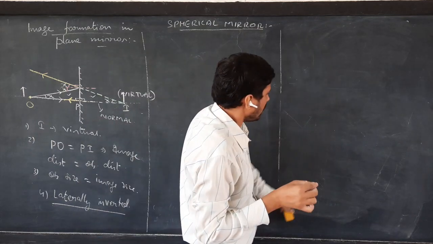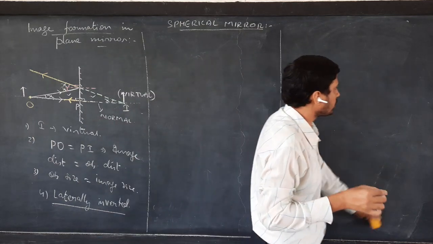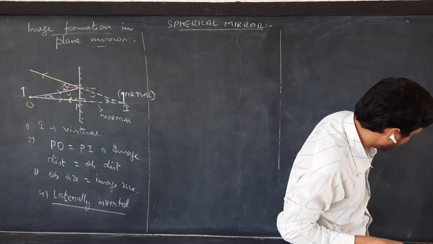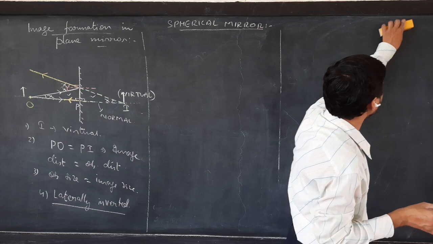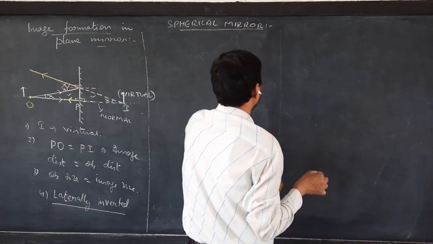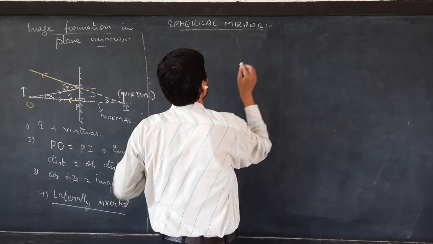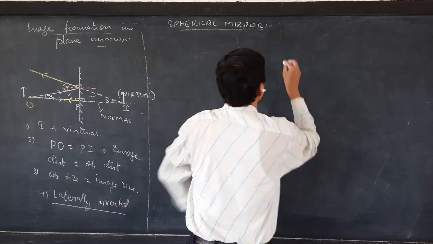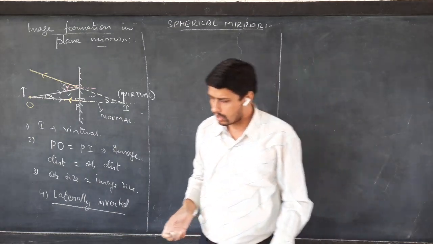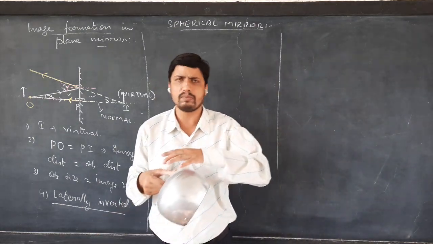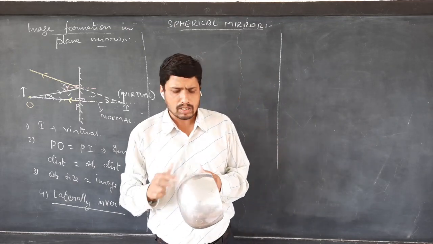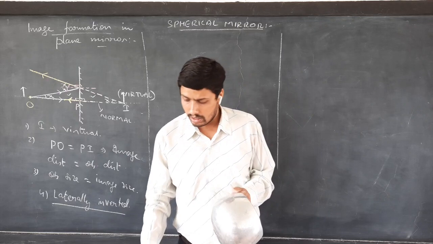Spherical mirrors. You know what is a sphere? If that sphere is made up of a material which is quite reflecting, and if you cut a portion of it, then that portion looks like a spherical mirror. Now, depending upon which side is polished, it may be called a concave mirror or a convex mirror. Suppose this is, imagine this to be a sphere. This is not a complete sphere, but at least we can assume it to be a part of the sphere.